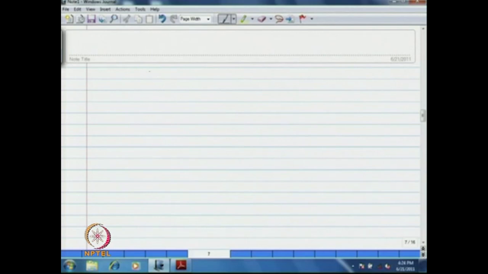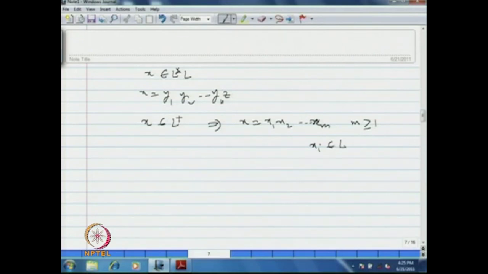Further, when x belongs to L star L, as above, we have x equal to y1, y2 up to yn z, which is clearly in L plus. On the other hand, x belongs to L plus implies that x equals x1, x2 up to xm with m greater than or equal to 1. This is the definition of positive closure, and here every xi belongs to L for all i.